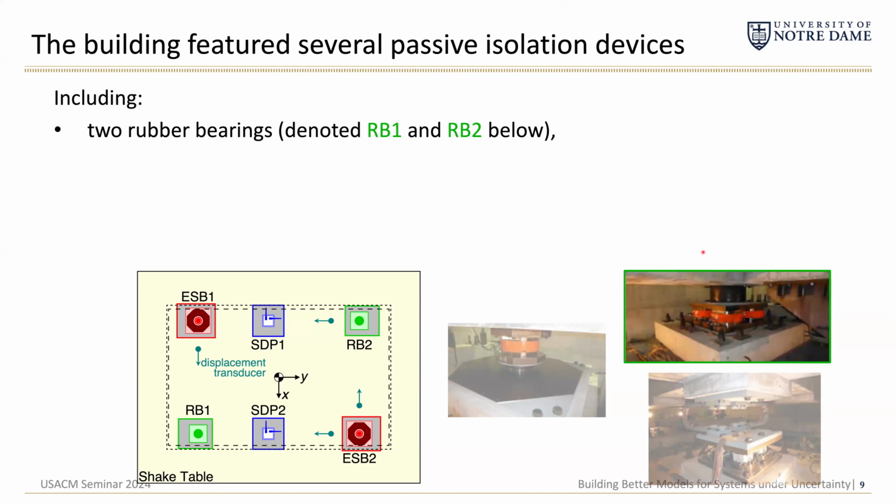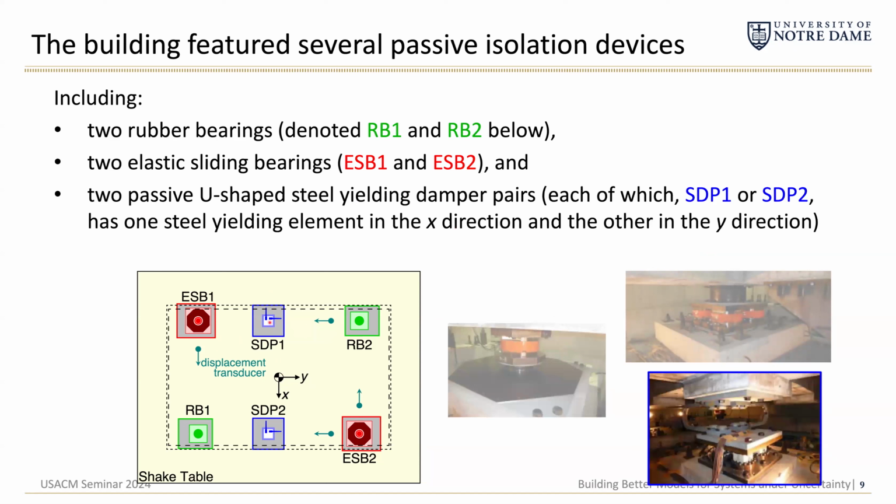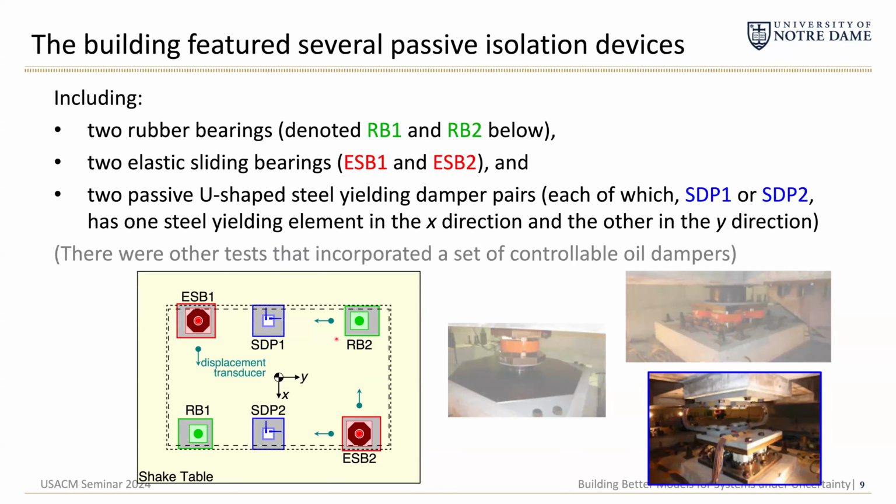So the layer featured rubber bearings, which you can see here in green, in these 2 corners here, as well as elastic sliding bearings in these other 2 opposite corners. And these are flat surface frictional sliding bearings. And then there were steel yielding dampers, and these are U-shaped steel yielding dampers. And they're in pairs where there's one oriented in the X direction and one oriented in the Y. So there's one pair at each of these 2 locations. So again, it involved a variety of devices. And additionally, there were other tests that incorporated a set of controllable oil dampers, but that's not really the subject of the discussion or study today.